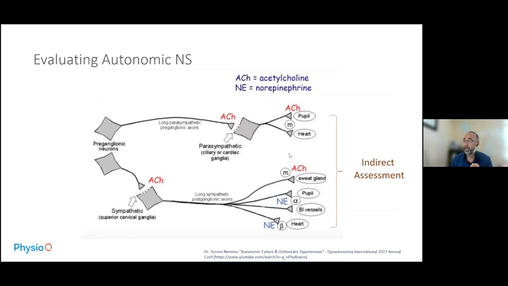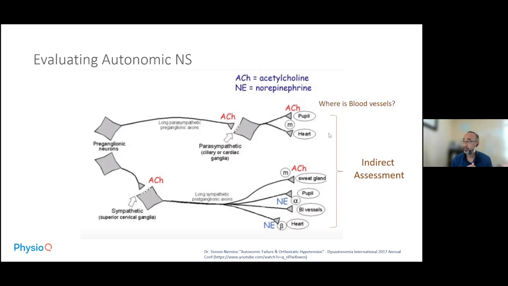And the way we do that is to take a look at these end organs, basically where the parasympathetic and the sympathetic nervous system acts. We see that the pupil has both parasympathetic and sympathetic nervous system. The heart does as well. Sweat gland is uniquely at the sympathetic nervous system. And then also the parasympathetic nervous system is important for the gastrointestinal tract and the urinary system, but I didn't include it here.